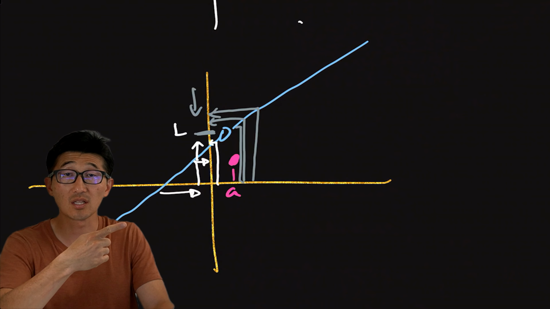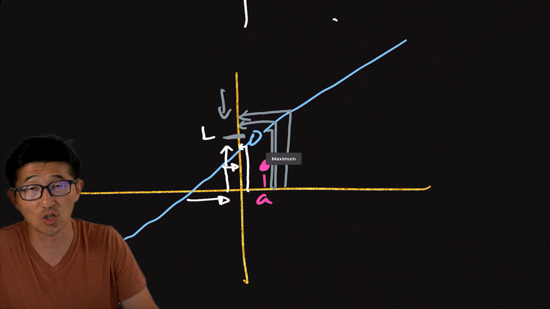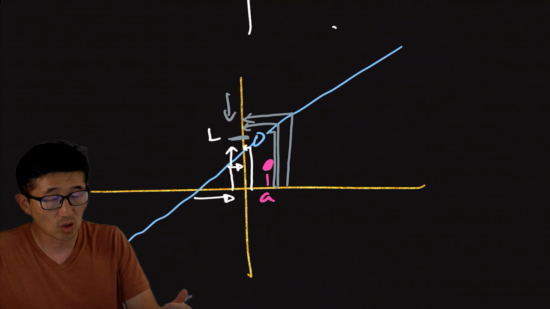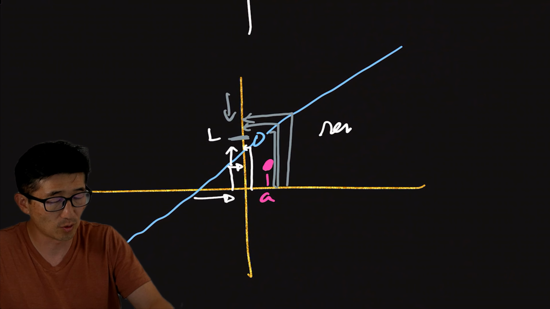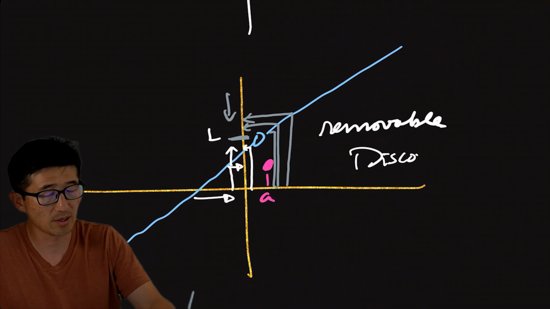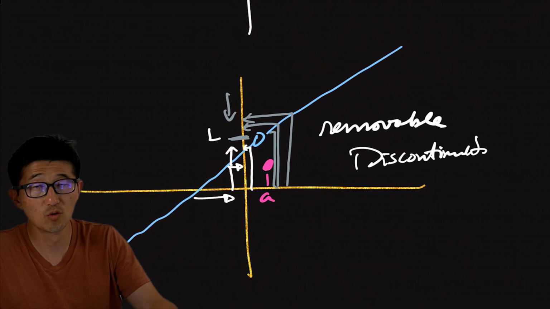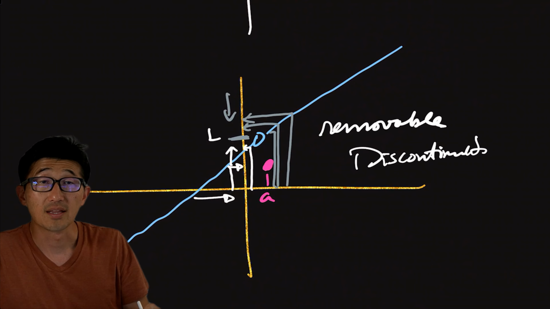So the limit exists, but is it continuous? No. So what happened? What do we call this? We call this a removable discontinuity. Removable discontinuity. Now there's a few more. Well, I think there's one more actually.